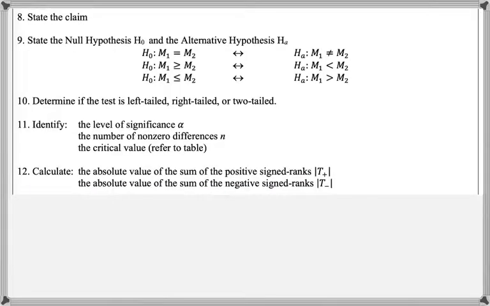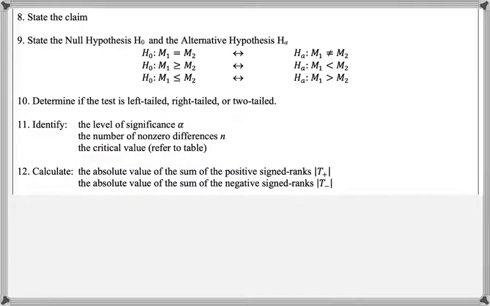Next, we state the claim. The options for the null and alternative hypotheses are listed here. We determine if the test is left, right, or two-tailed. Identify the level of significance. N is equal to the number of non-zero differences. We find the critical value.